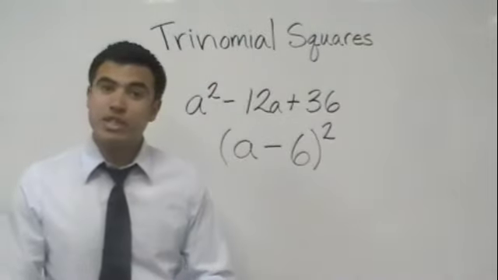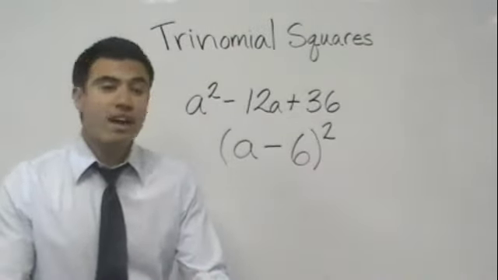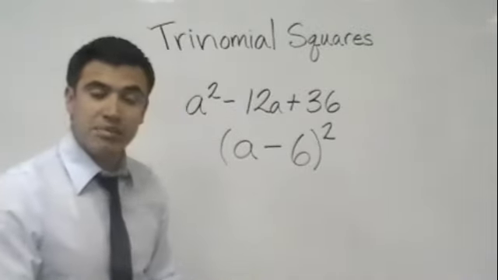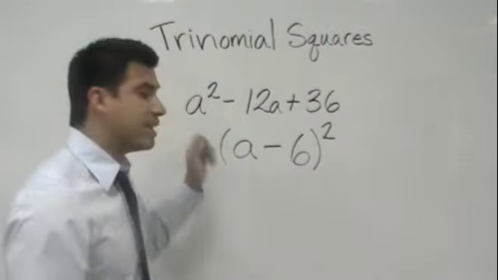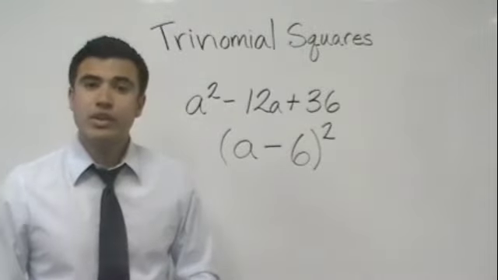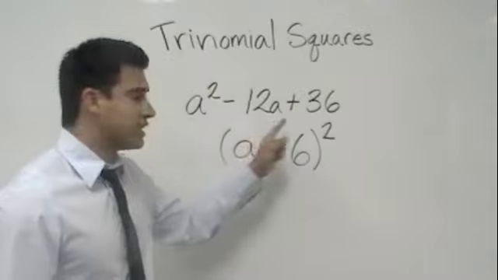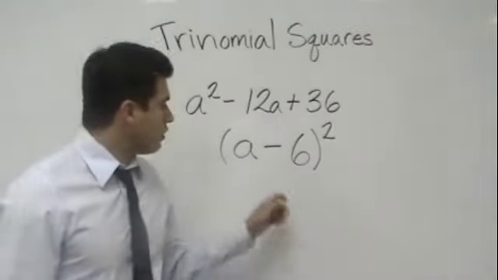And if you don't believe me, go ahead and try it. You can FOIL it out. So you would just go ahead and do a minus 6 times a minus 6, and you'll get this answer right here. And that's how you go ahead and factor using trinomial squares. You gotta follow the checklist, but it's a good way to know if we got it right or not.